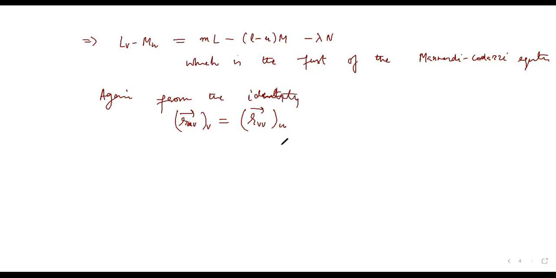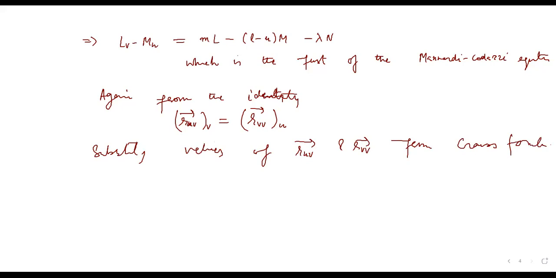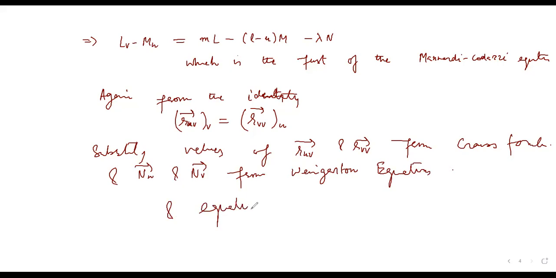Now what you do, you again apply the Gauss formula, substituting values of R sub UV and R sub VV from Gauss formula, और उसके बाद इसी तरह से N sub U, N sub V from Weingarten equation जो हमने किया था, बिल्कुल वही फॉलो करना है. And equating the coefficients of N on both sides. वो प्रोसेस तुम करोगे जो मैंने लिखा था, तो तुम्हें मिलेगी दूसरी इक्वेशन.